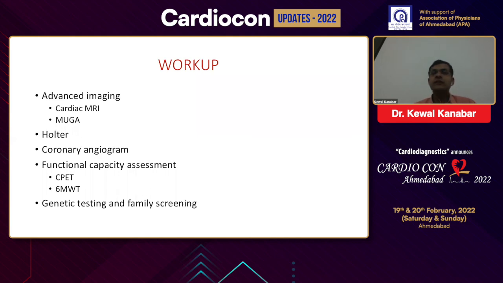So the evaluation of this patient focuses basically on history, physical examination, very important blood workup, especially biomarkers like troponin and NT-proBNP, and always a coronary angiogram and advanced imaging in the form of either cardiac MRI or a Muga. And if required, we can do Holter and assessment of the cardiopulmonary exercise capacity, either with a cardiopulmonary exercise test or a 6-minute walk test. That would be all in the evaluation of young DCM who has had 2 heart failure hospitalizations recently.